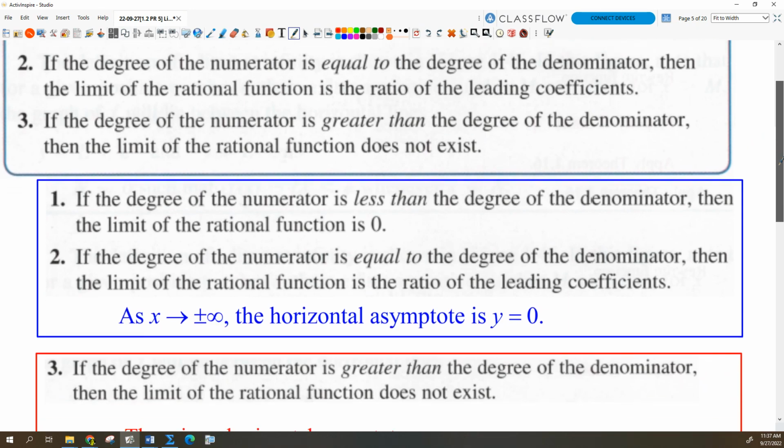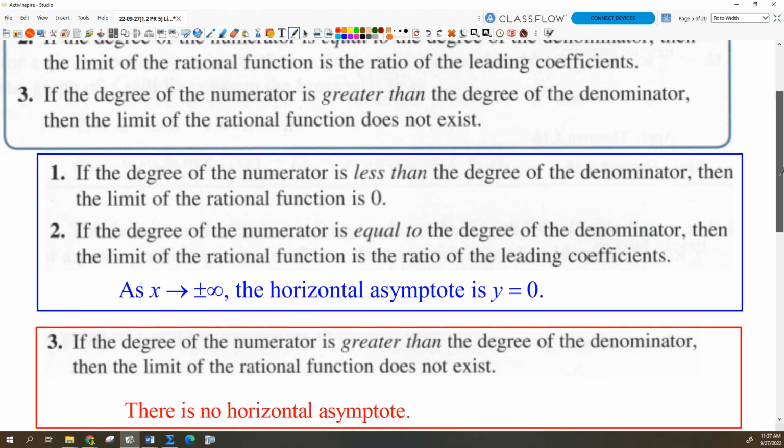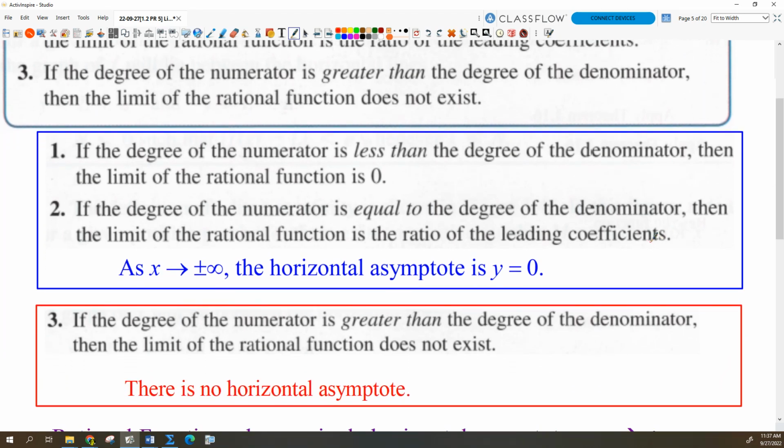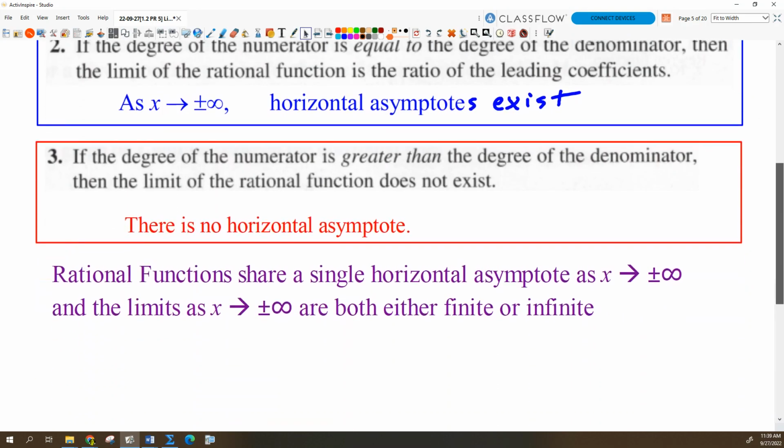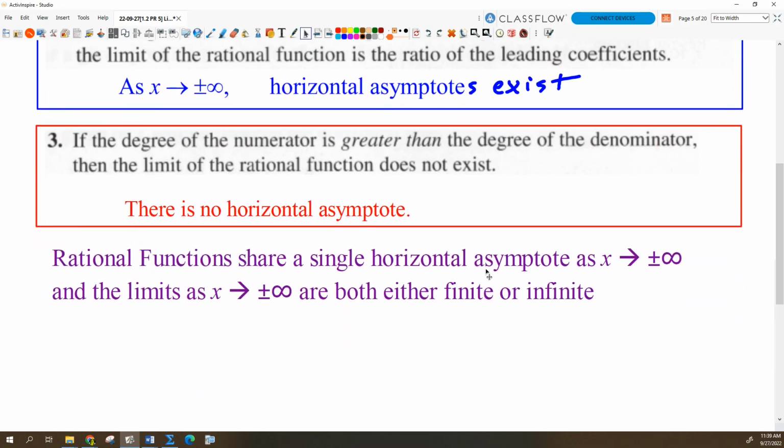All right. The first two go together, right? 1 and 2, they give us horizontal asymptotes. We had horizontal asymptotes in the first two cases. Third case, there was no horizontal asymptote. And notice that for rational functions, they always share a single horizontal asymptote as x approaches plus or minus infinity. Okay, and the limits as x approaches plus or minus infinity of both ends, the left or the right, are either both going to be finite or both going to be infinite. Okay, give me 1 to 5. Does that all make sense? Okay.